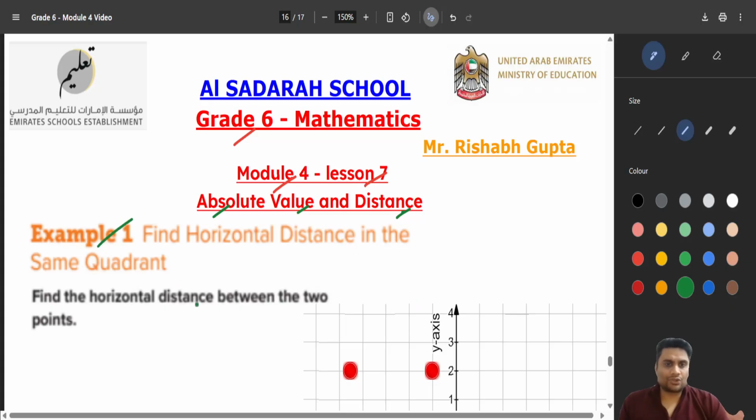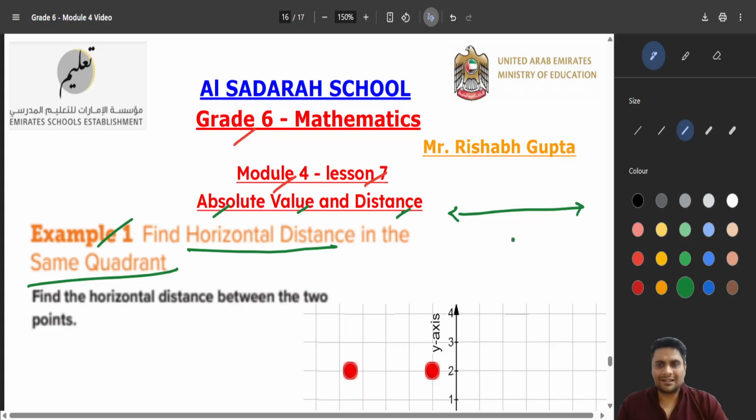So the first type of question is about finding horizontal distance in the same quadrant. I told you horizontal means this. So this is horizontal distance and this one is vertical. So this is horizontal and this is vertical. Remember this.